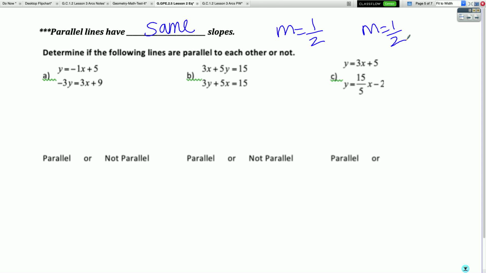So let's look at our equations. Our first one is nice and easy. That's already in the correct form. So what is the slope of my first line? Positive 1. We have two separate lines here. Everyone see that?